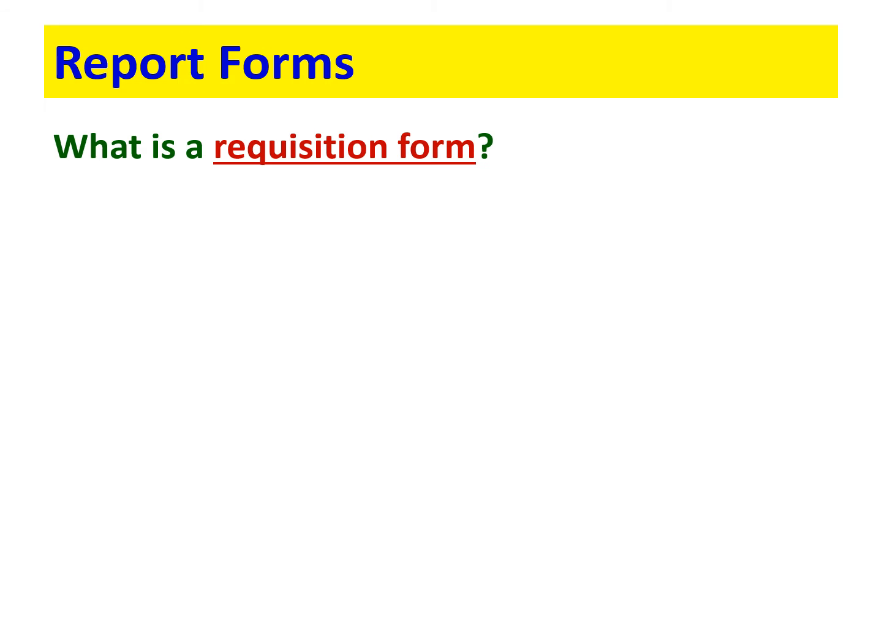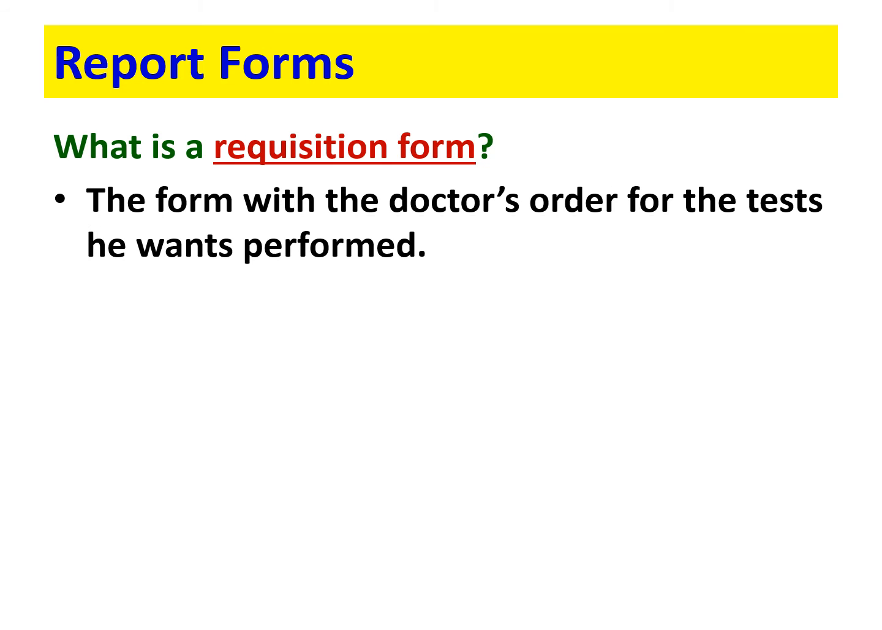What is a requisition form? Remember, this is the form with the doctor's orders on it for the test he wants you to perform. If the doctor wants you to collect a urinalysis and do a urinalysis, he will put that on the requisition form. If he's ordering a PT, a hemoglobin A1C, that will be found on the requisition form.